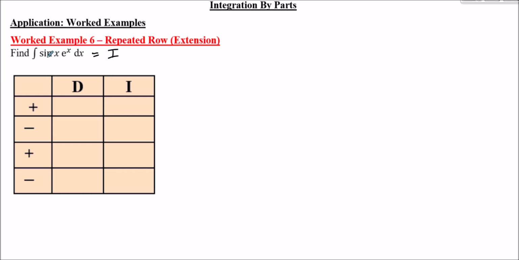So, LIATE. Right at the bottom of the list, LIATE is exponential functions. So, trig, T comes before E in LIATE, so I'm going to put D as sine x, e to the x in the I column. If I differentiate sine, I get cos, integrate e to the x, it just gets itself. If I differentiate cosine x, cosine differentiates to negative sine.